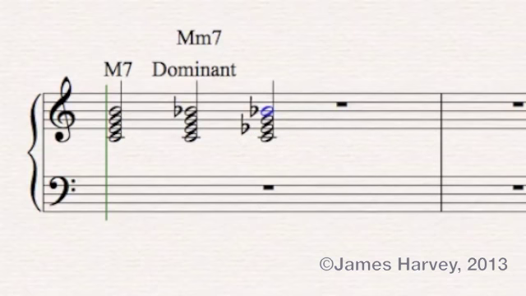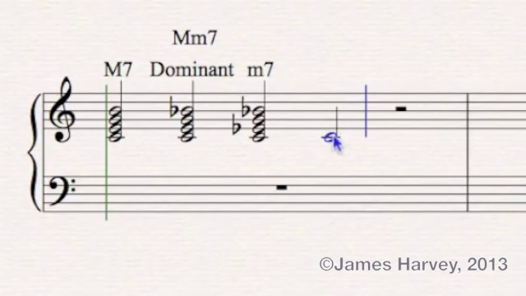And instead, I'm going to turn this B into a B flat. Now we have a minor triad, C, E flat, G, and a minor seventh between the C and the B flat. This chord is a minor seventh chord. So a minor seventh chord is minor on both sides, triad and seventh.